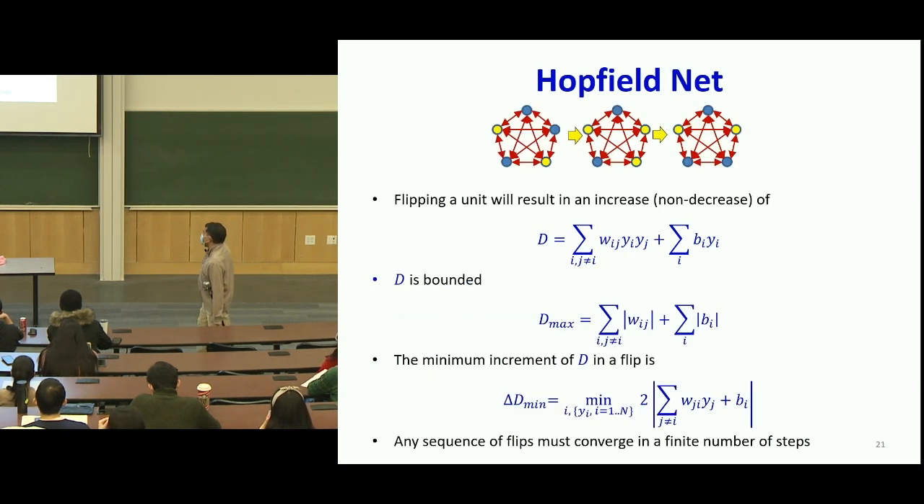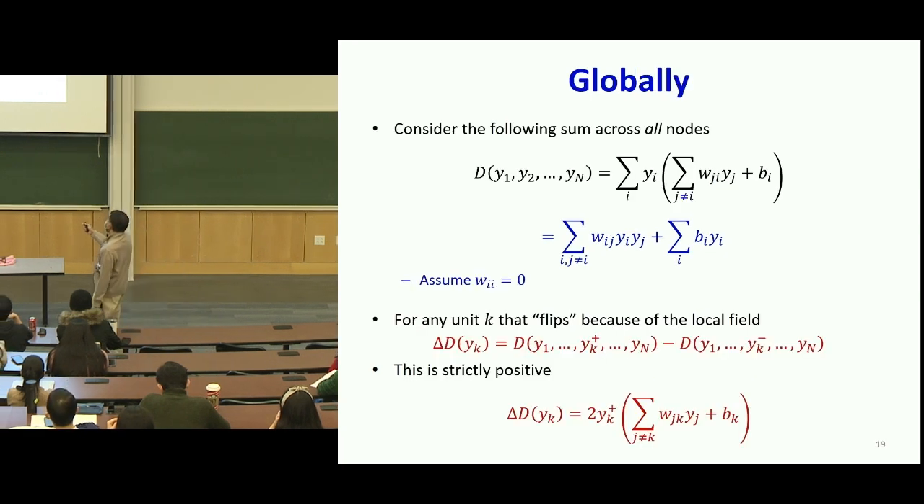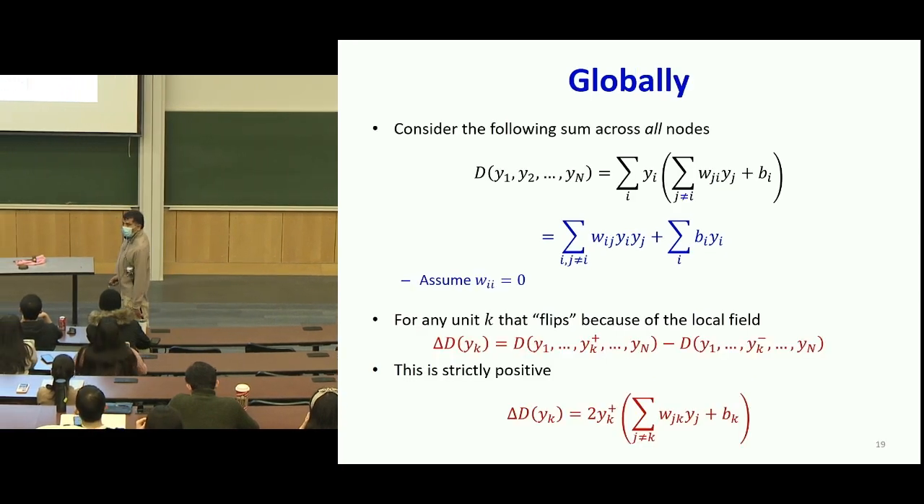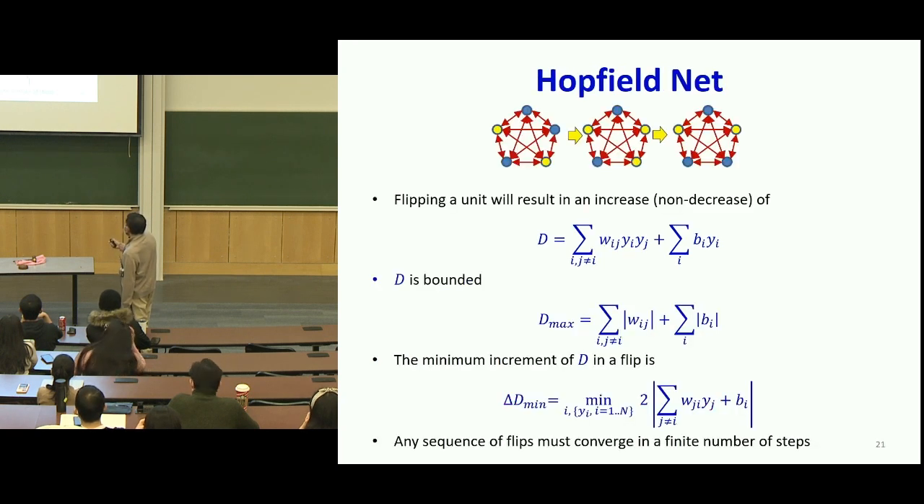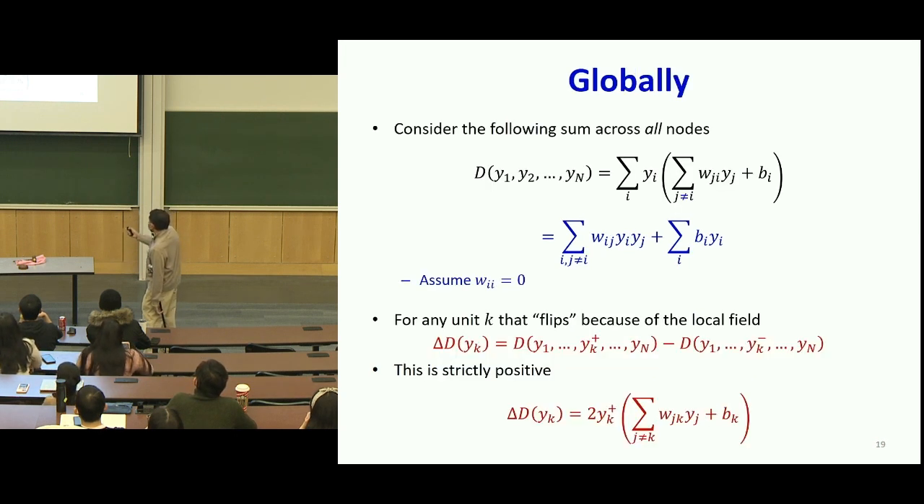Here's the beauty of it. So look at this d guy, right? What is the maximum value that d can take? The maximum value that d can take is going to be, you know, this is the sum over all the neurons of the product of, okay, just take a look at this.